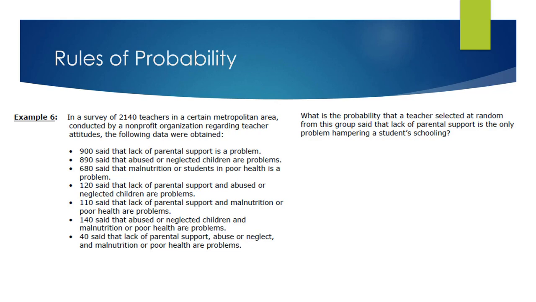What is the probability that a teacher selected at random from this group said that lack of parental support is the only problem hampering a student's schooling? So this one has three different groupings, three different attitudes or problems that teachers are listing as issues at their school.